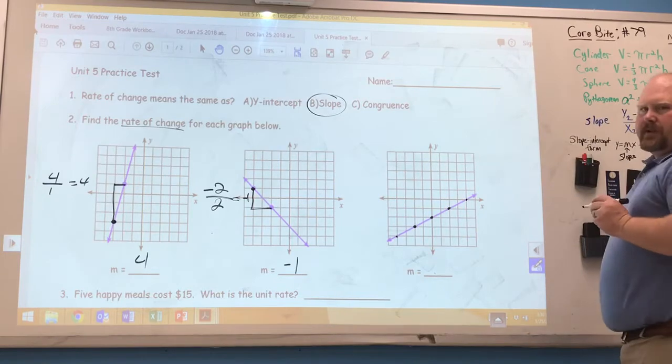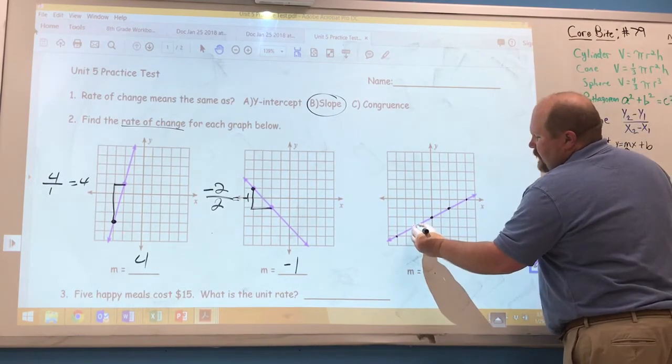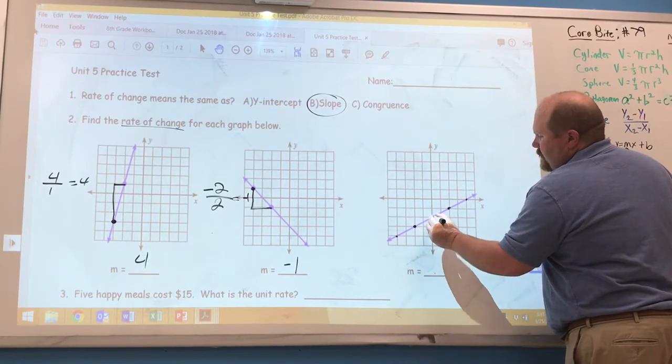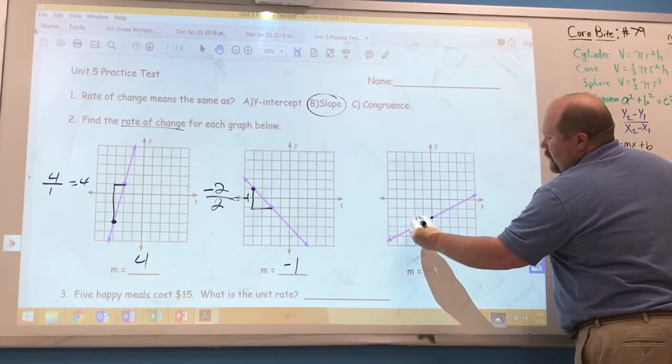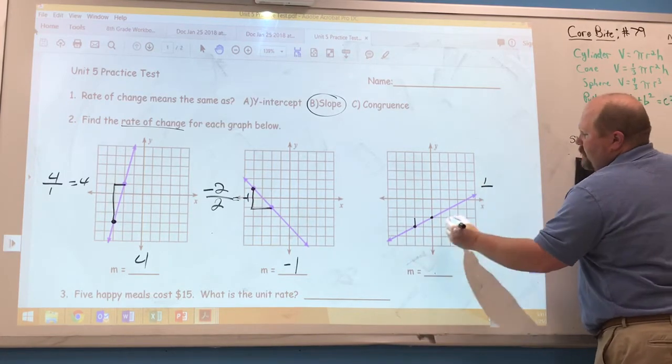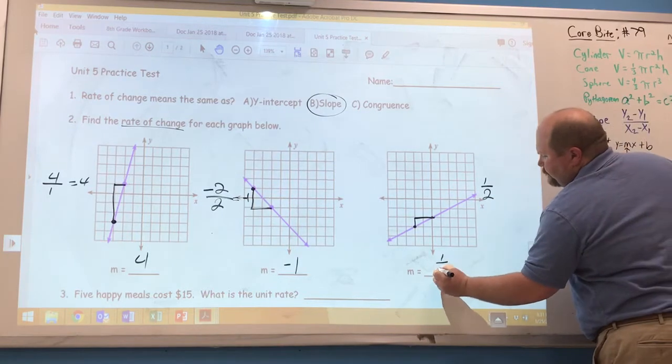So all of these would be considered good points. You can use any 2 of those. They'll all simplify to the same fraction. So if I start here and I work my way towards this point, so I'm just going to remove these extra points. So from here I would go up 1, so that would be positive 1, and right 2 places, so that would be 1/2.